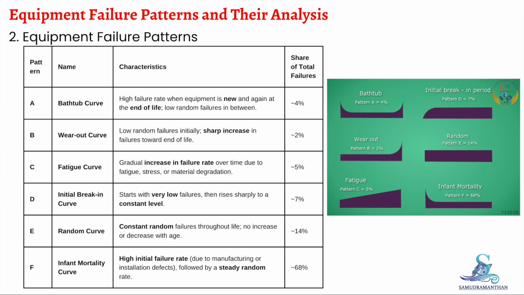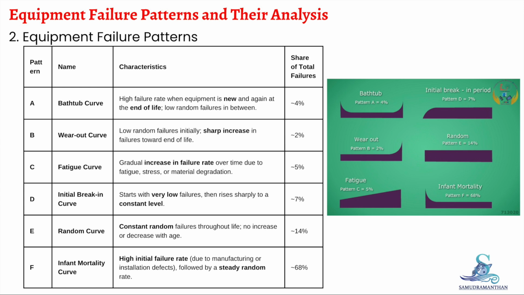Pattern D is the initial break-in curve. It starts with a very low level of failure but then rises sharply and stabilizes at a constant failure level. This type accounts for about 7% of failures. It represents the early adjustment period when machinery is settling into normal operation. Minor faults may occur before stabilizing.